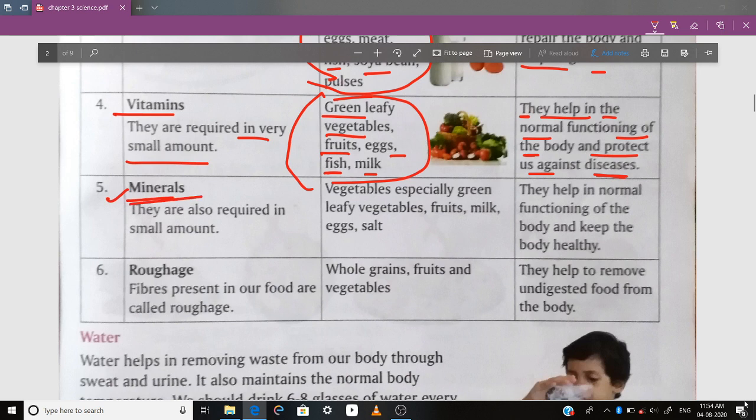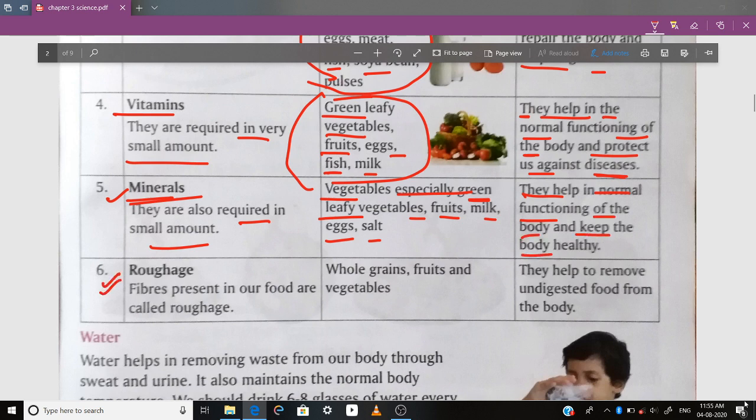So minerals are also required in small amounts. And what are the sources? Vegetables, especially green leafy vegetables, then fruits, milk, eggs, and salt. These are the main sources of minerals. They help in the normal functioning of the body and keep the body healthy.